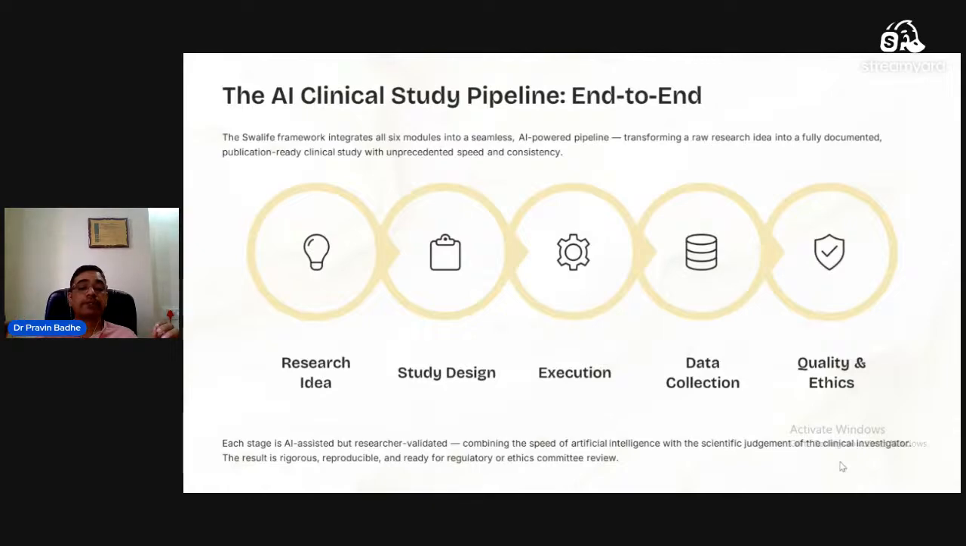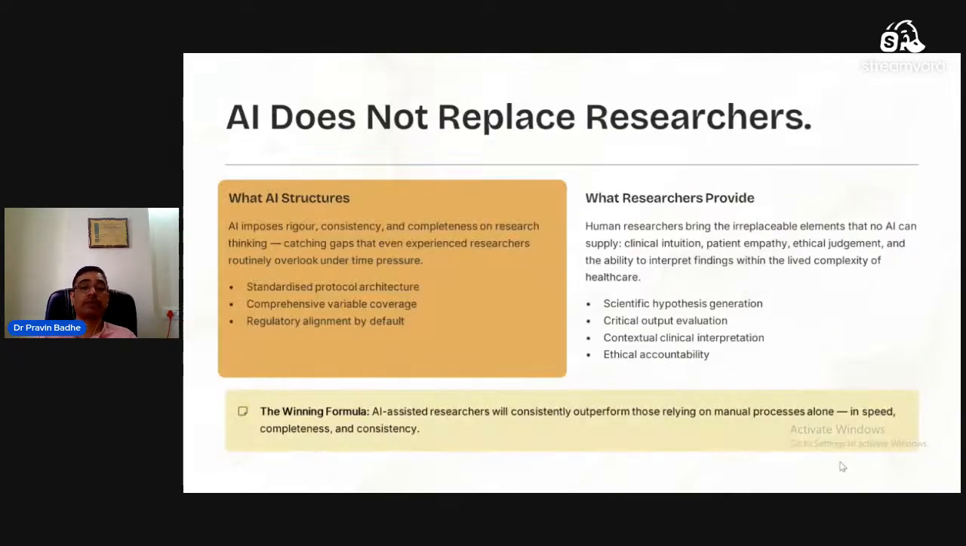You are utilizing AI as an assistant to increase the speed of all this process. Yes, the execution and data collection will take a certain time period, and there will be time needed, but it will speed up the beginning and the end of the protocol work, with your scientific judgment, and you will have a result which will be rigorous, reproducible, and ready for regulatory purposes, and also for when you design for the ethical committee review purpose as well.